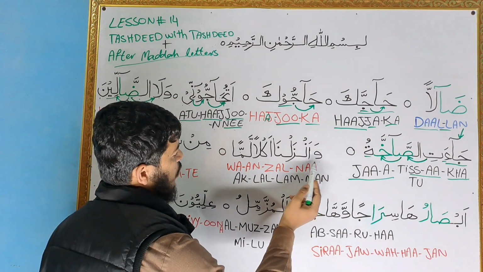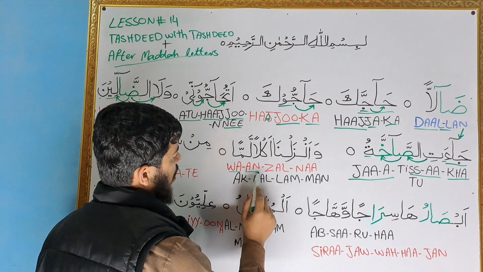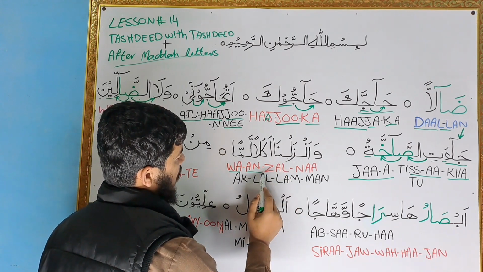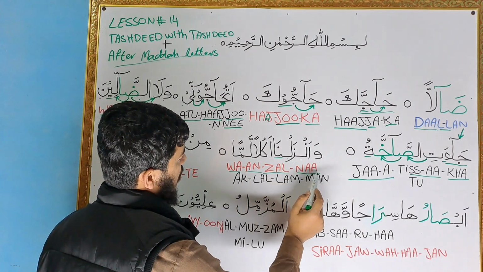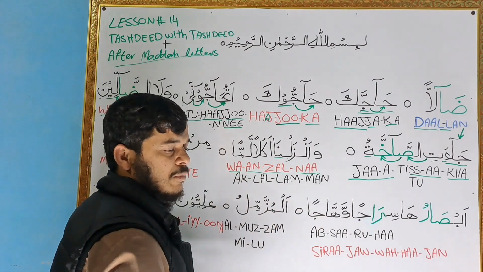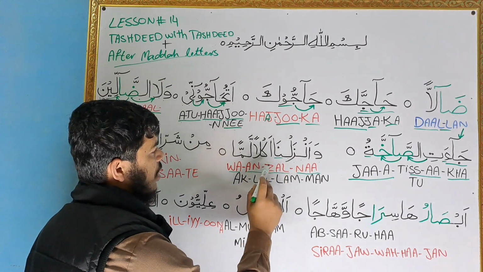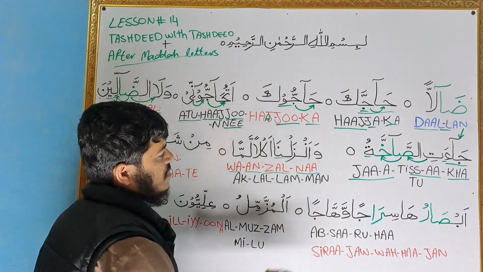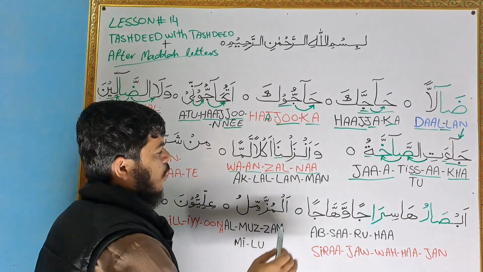Let's practice. Waw fatha, wa. Hamza, noon fatha, an. Za, lam fatha, zal. Noon, alif fatha, na. So this is a very simple word. Wa, an, zal, na. And you know this za is ikhfa sound, so we will make ikhfa sound on this noon.